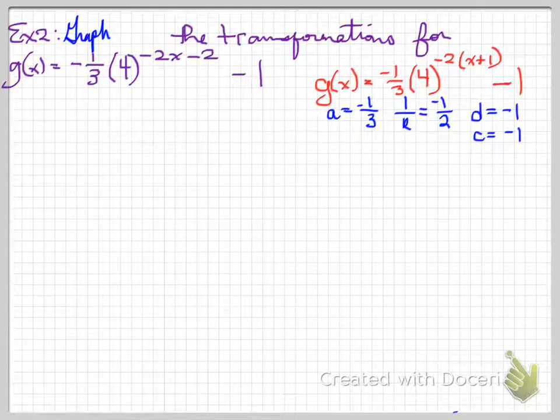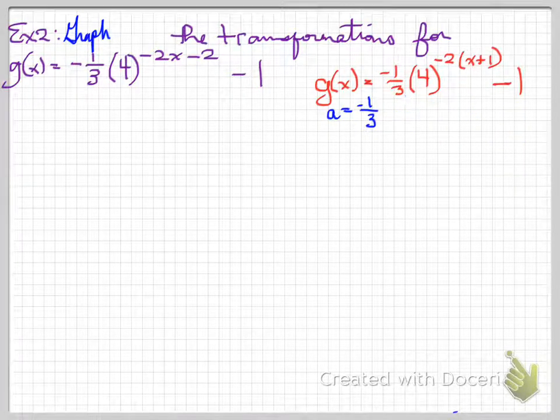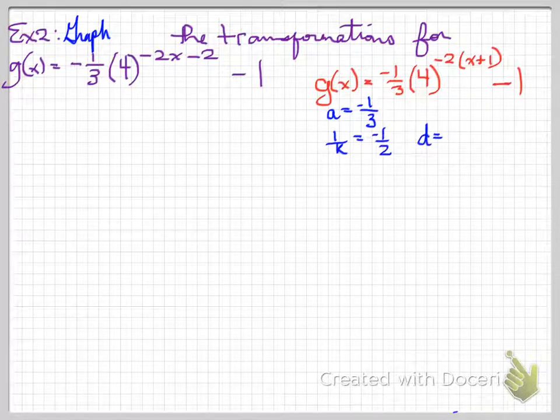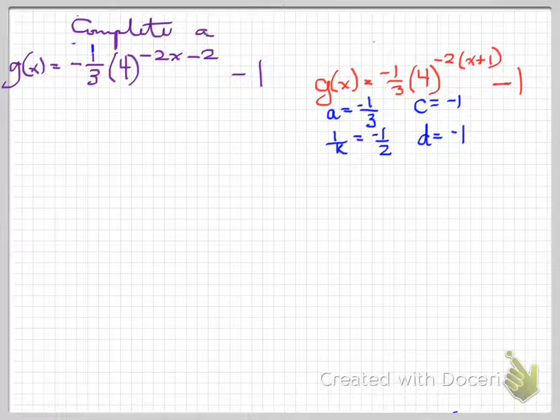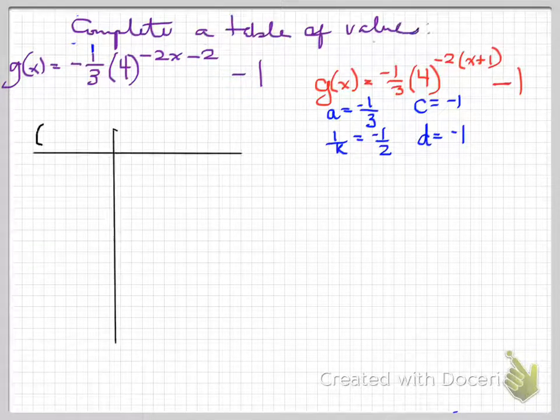So let's rewrite this a, k, d, and c in such a way that makes sense. So again, we write the a and the 1 over k, which is -1/2. And then d is going to be opposite of what you see, which is going to be -1, and c is going to also be -1. So now we can put that into our table. So we're going to complete a table of values. We're not going to graph it, we're going to complete a table of values.